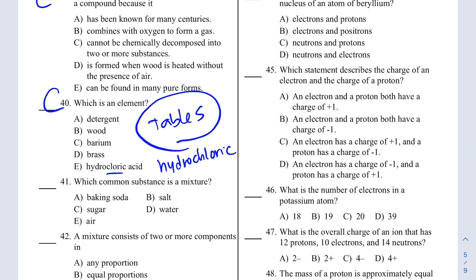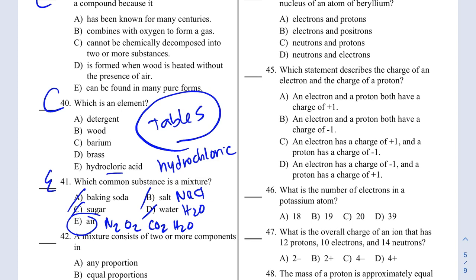Which common substance is a mixture? Baking soda, salt, sugar, water, or air? So I know that water is H2O. I know that salt would be any kind of compound, but definitely NaCl. Sugar, baking soda, sodium bicarbonate. No, sugar, maybe C6H12O6, glucose. Air is a mixture, because what's in air? Nitrogen, oxygen, carbon dioxide, maybe some water. Look, it's a whole mix of those different things.